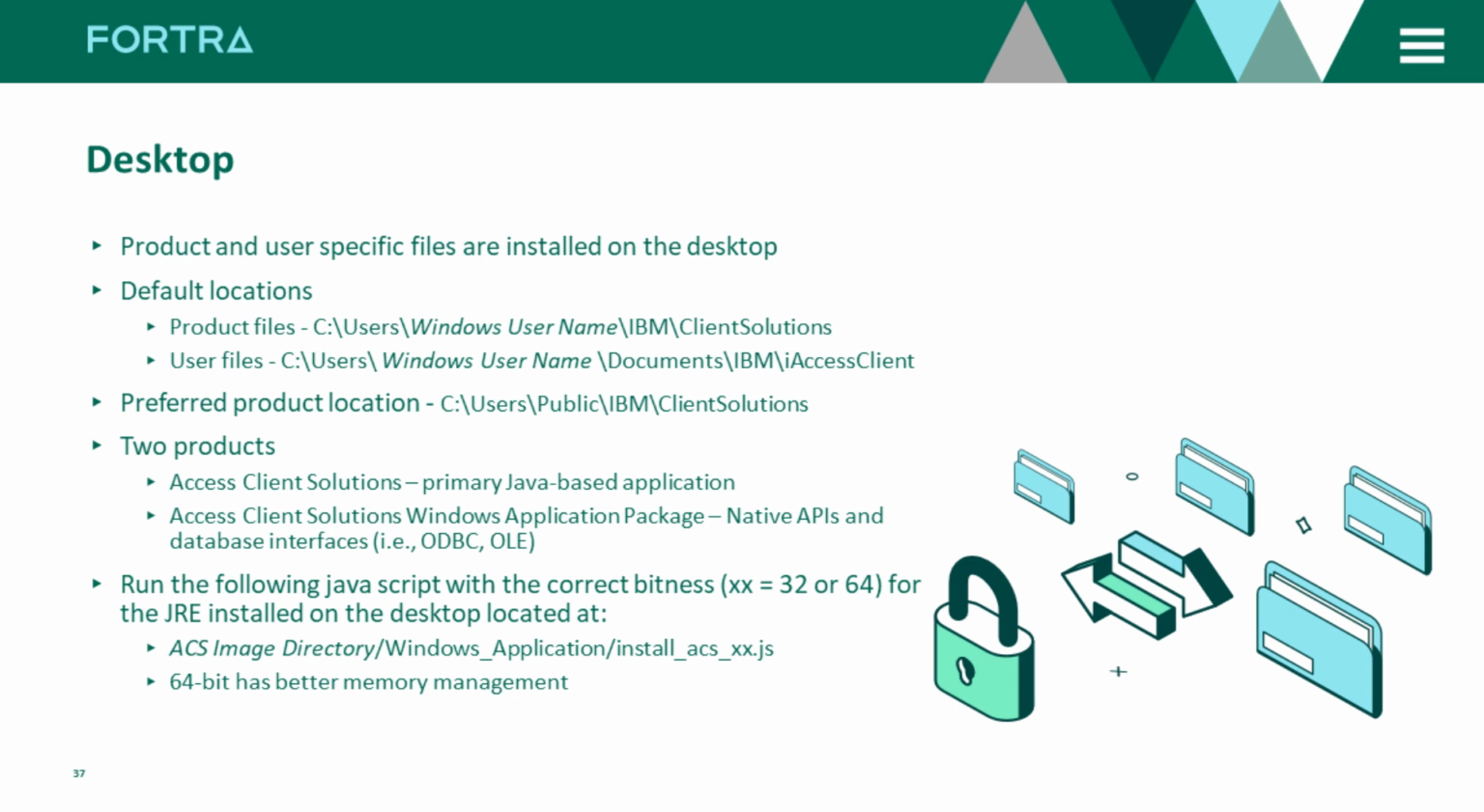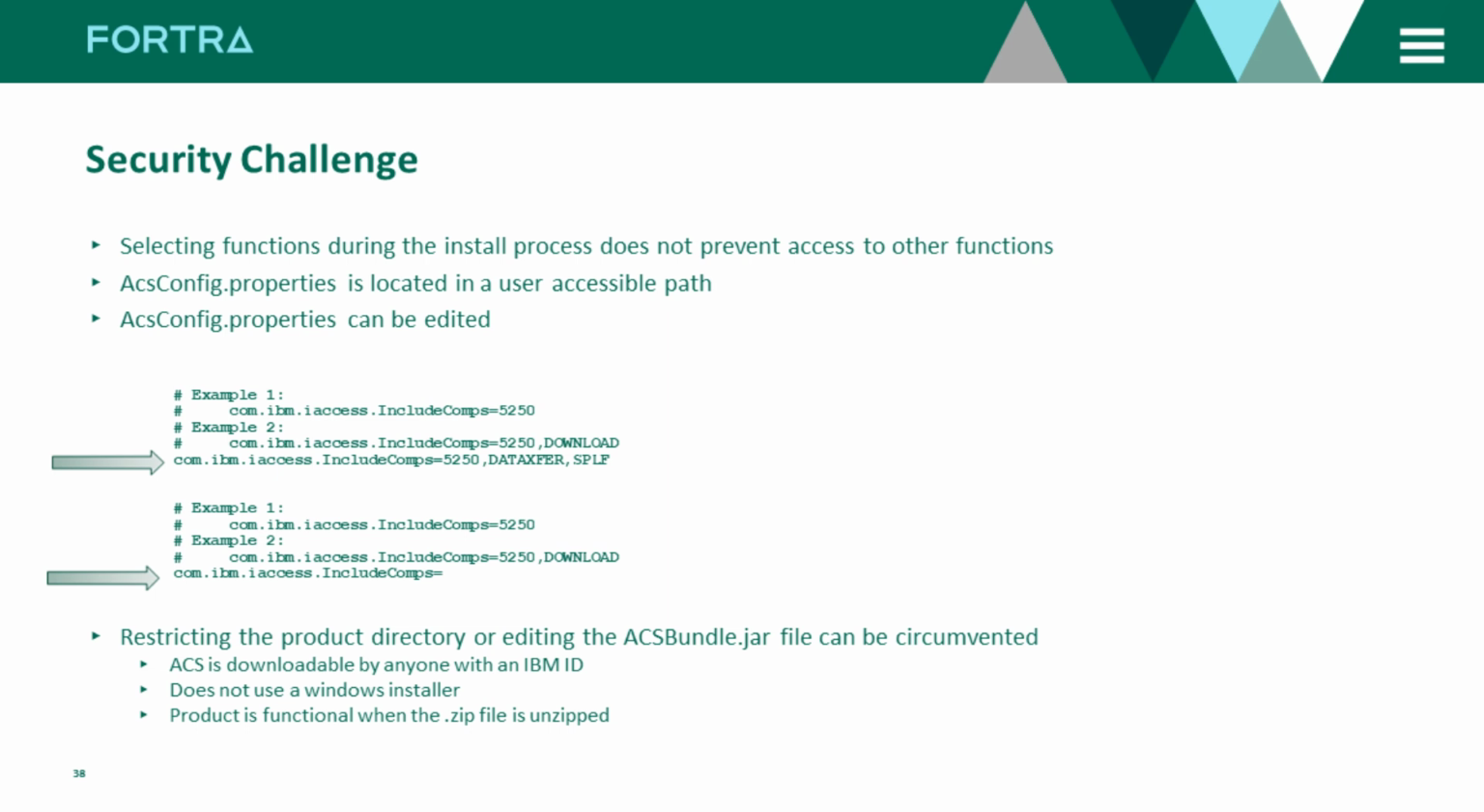And with ACS, there are two products on the Windows desktop. One is the Java-based application that we just talked about, and the other is the Windows application package, which has native APIs for Windows as well as ODBC and OLE interfaces for database access. So you can do the install by running the JavaScript for the correct bitness, and again specify that all user, and it will put it in the public directory for you.